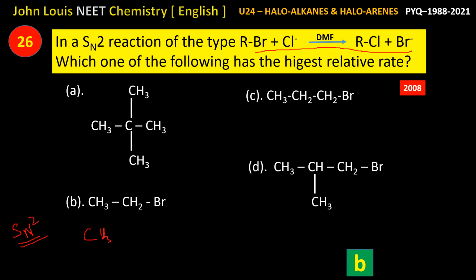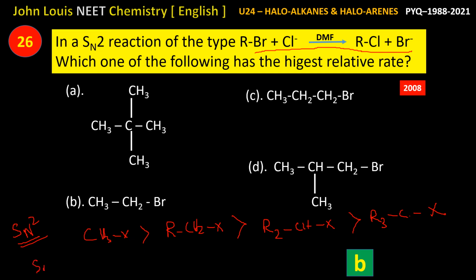Methyl halide will be faster than primary halogen compound, that is RCH2X, which will be relatively faster than the secondary halogen compound, that is R2CHX, which will be relatively faster than the tertiary halogen compound. So it is very easy to answer if you know this order very clearly.